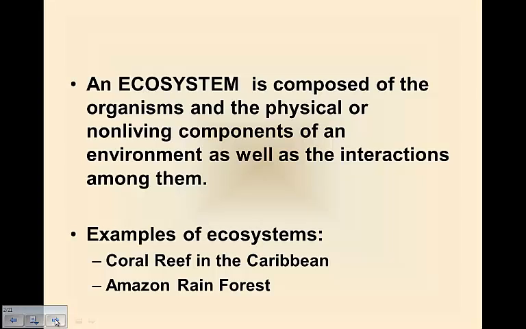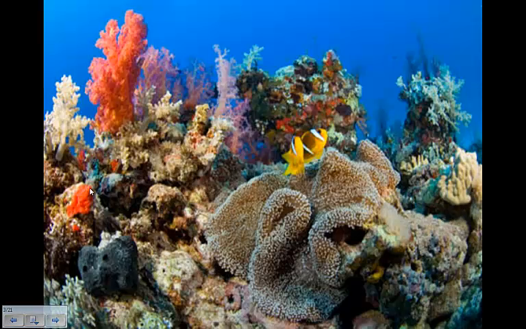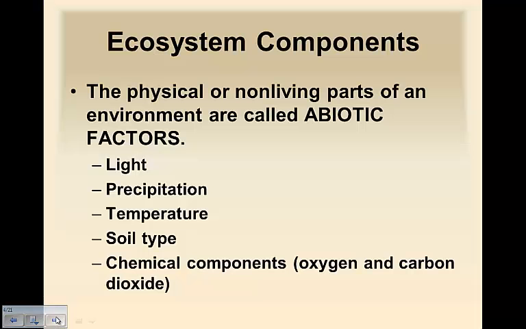Some examples of that would be the coral reef in the Caribbean, the Amazon rainforest. Here we have the coral reef. You have your non-living, which is your water, and your living, your coral, your fish, how all of these things interact. All right, so the physical or the non-living parts are called the abiotic.